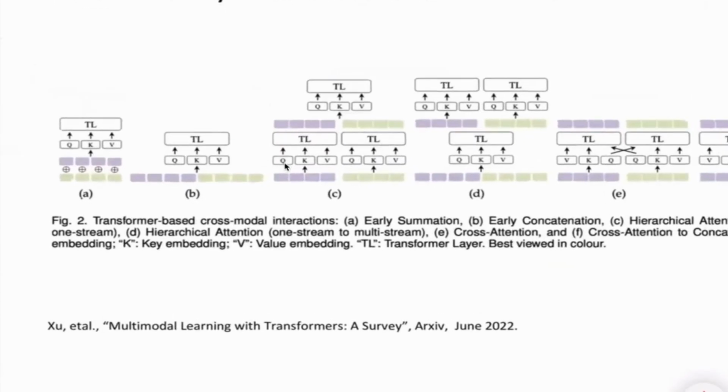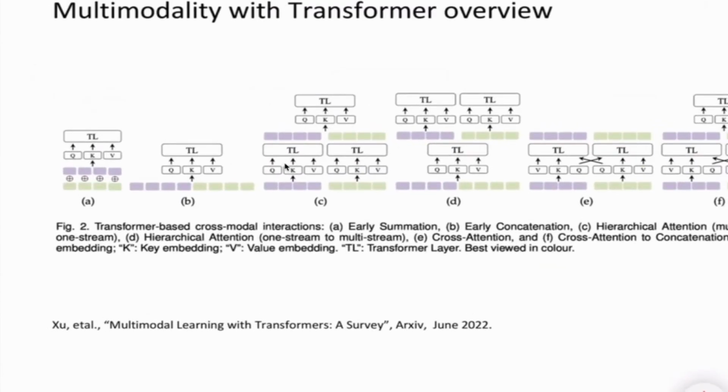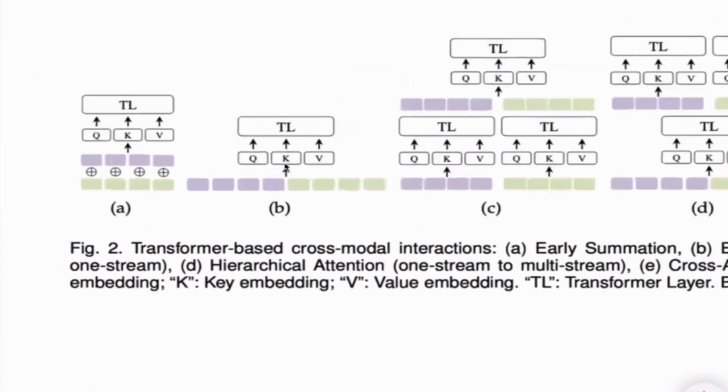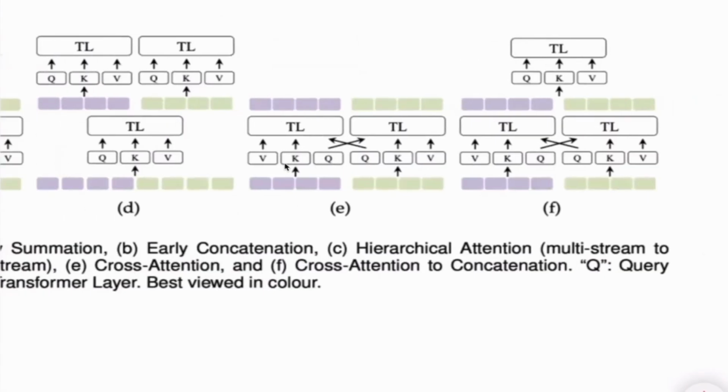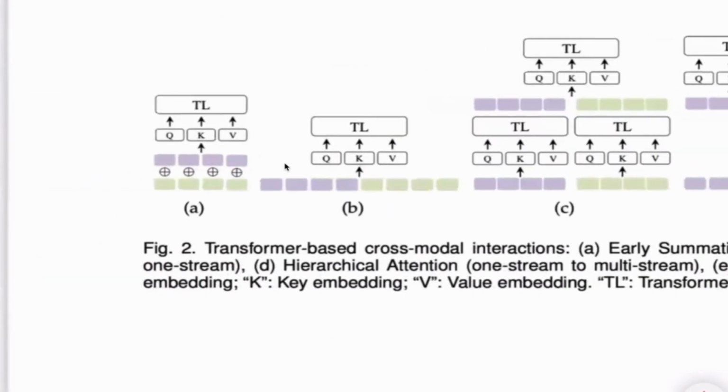So this is a nice overview paper. This is also coming from one of the colleagues at CVSSP, and this is very easily illustrated. You can see that the tokens are represented from two different modalities: green tokens represent one modality and purple tokens represent the other modality. There are multiple ways, and they are not covering all the possible ways. They are covering just 6 of the possible ways.